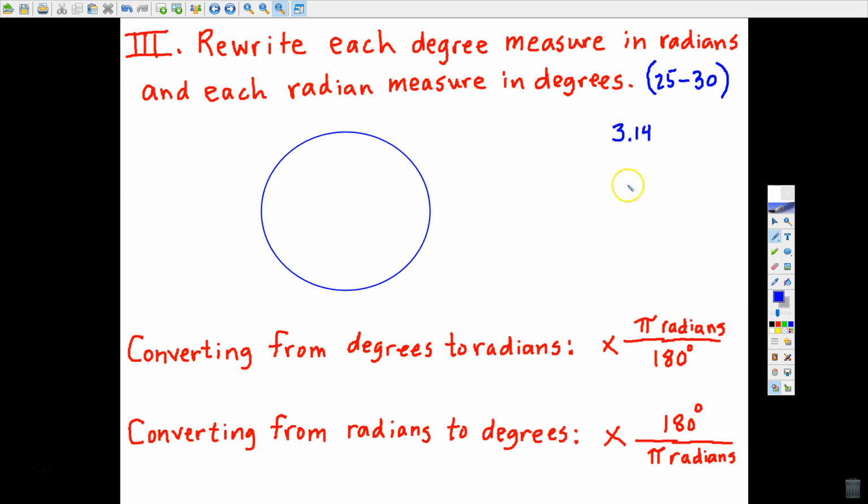Why do we use 3.14? Where does that come from? Why does your calculator know to use this decimal whenever we hit the pi button? Well, maybe you know this already, maybe not. I find a lot of students don't know this. Let me illustrate it this way.